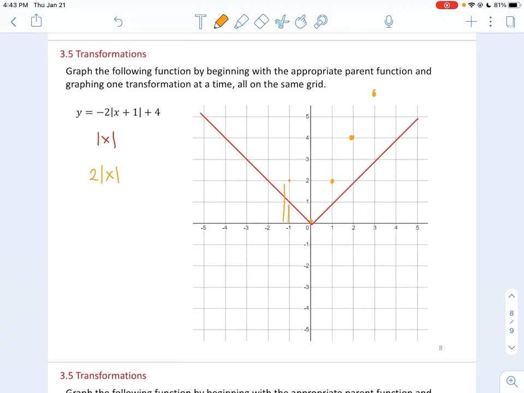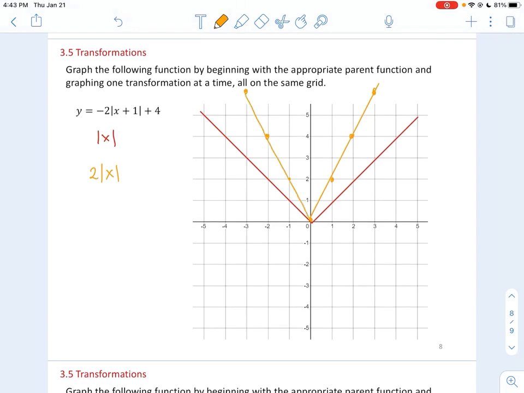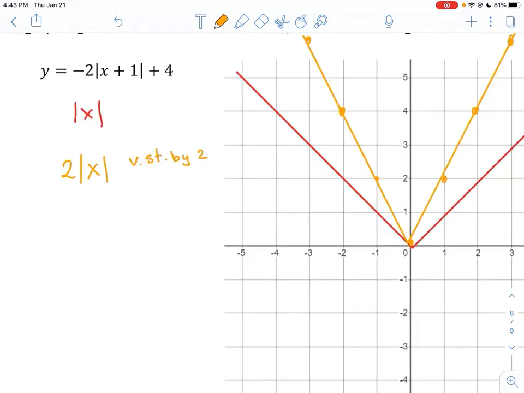So from 1 to 2 there, from 2 to 4 here, from 3 to 6 here, so that goes just off the graph. And we have an orange graph that's also a V, but a little more narrow of a V. Vertical stretch by a factor of 2. When I say factor of 2, it means by doubling. Factor means multiply by 2.